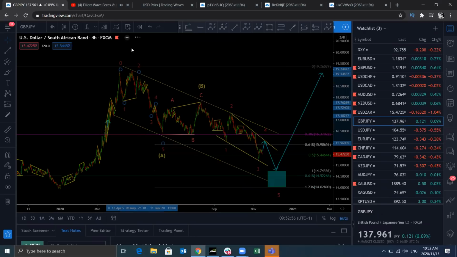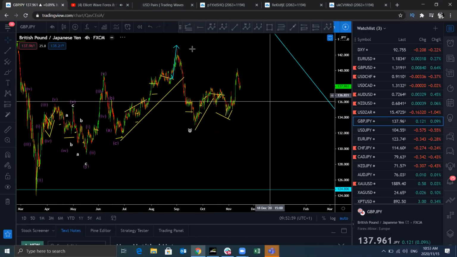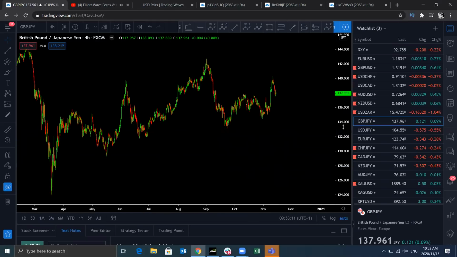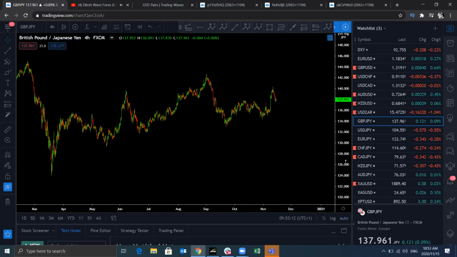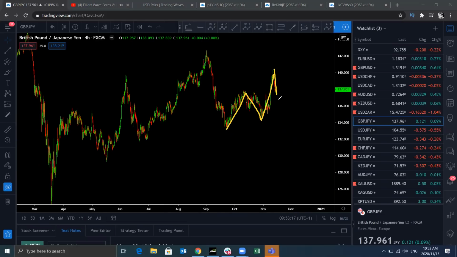Right, let's look at the rest of the pairs here. Pound yen, we've already looked at pound yen. You saw pound yen during trade recaps. The expectation was for pound yen to drop here and push up higher, and now we're coming down as expected. Let's just switch this off here and look at only the structure. You've already seen the pound yen structure has made this move. 1, 2, 3. Now we're coming down here, so we could be looking for a corrective structure here to come and drop around this area.